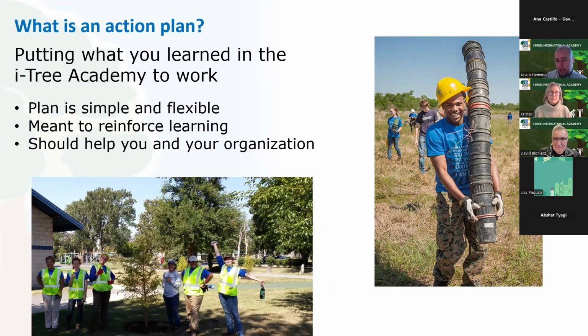Or maybe you won't like iTree Canopy and you'll want to use MyTree, one of the tools we talked about a couple weeks ago. So the action plan is really a chance for you to put some of those ideas on paper. It helps you think through how these tools can be used for the exact projects and challenges you have in your communities around trees and tree benefits. It is meant to reinforce your learning. They're really simple, really flexible. We're not trying to put a lot of extra work on you. We just want you to think about how to put these tools to work so that the academy is really beneficial to you and your organization.